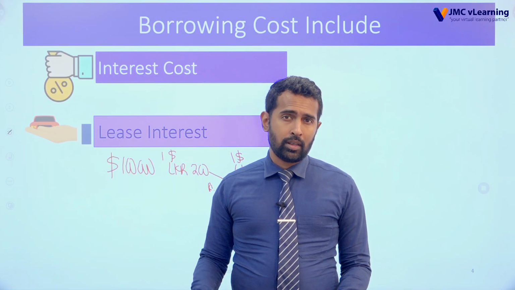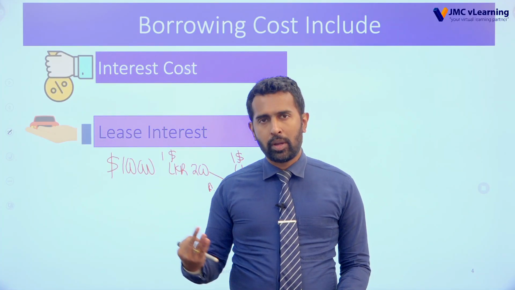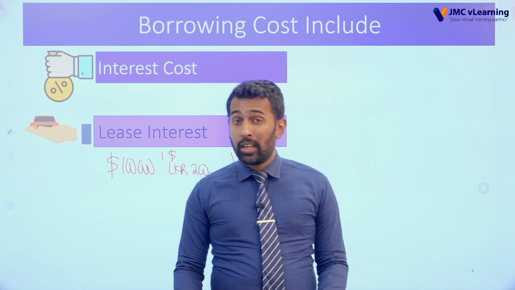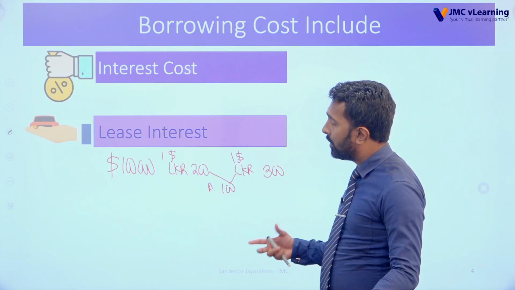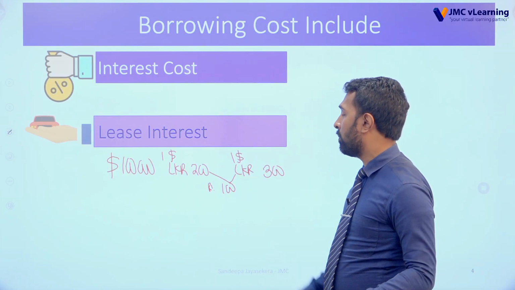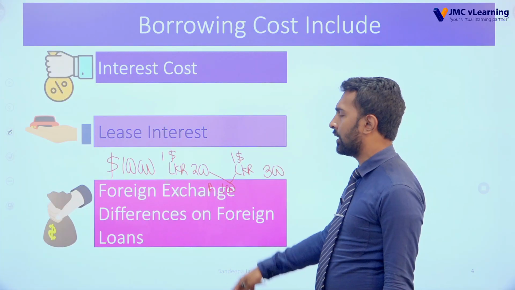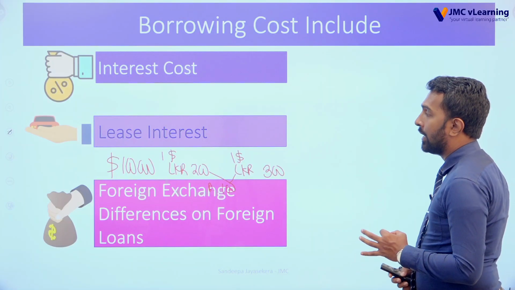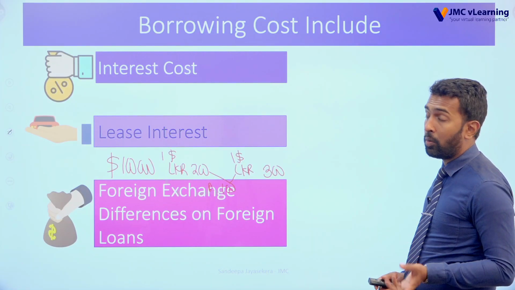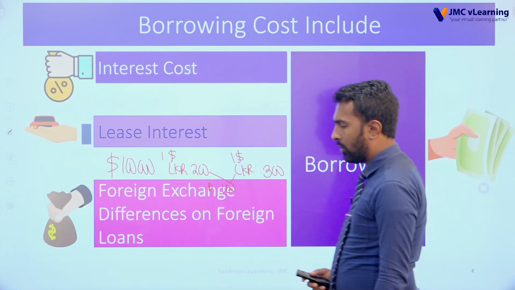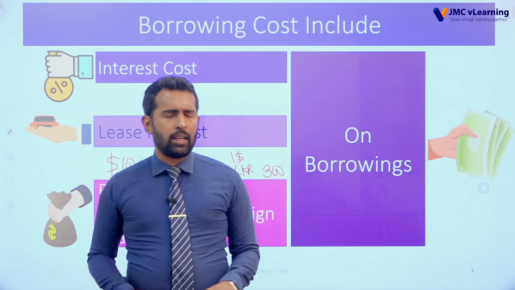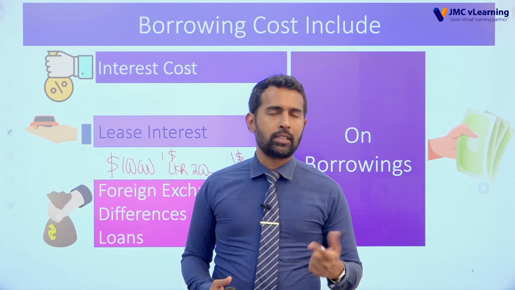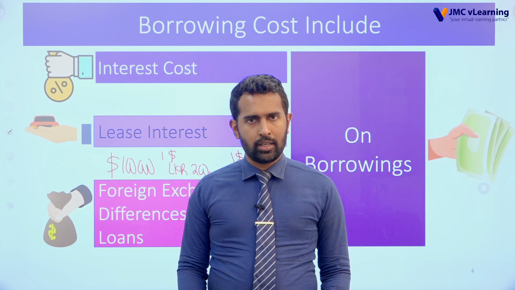at the point of settlement, because of the currency appreciation or depreciation, there can be foreign exchange differences. Such foreign exchange differences are also part of your borrowing cost. So simply the interest cost, the lease interest and the foreign exchange differences on borrowings is what we consider as the borrowing cost. I hope the basics are clear. What is the borrowing cost? The interest, the lease interest and the foreign exchange differences.